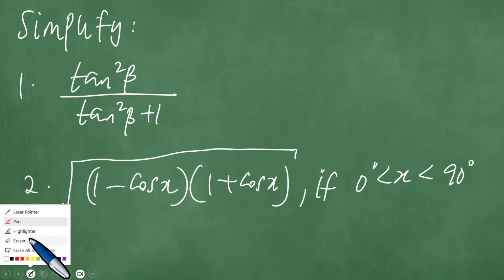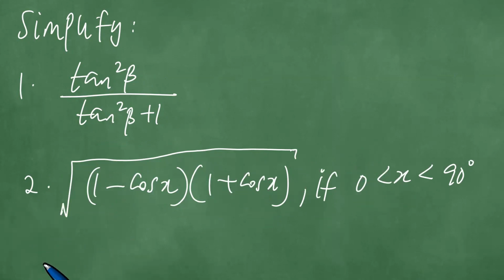Okay, let's look at this. How do we simplify the first one? Number 1, tan squared beta over tan squared beta plus 1. How do we simplify this? Where do we start? What do we do first? What is the first step?